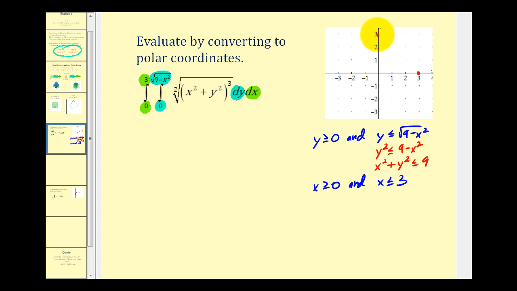It's going to pass through these 3 points. And because y has to be greater than or equal to 0, we know we're above the x-axis. And now we also know that x has to be greater than or equal to 0. Well, here's where x is equal to 0. So we have to be to the right of this line. And then x is also less than 3. So that's enough information to tell us our region of integration. It'll be this region here.